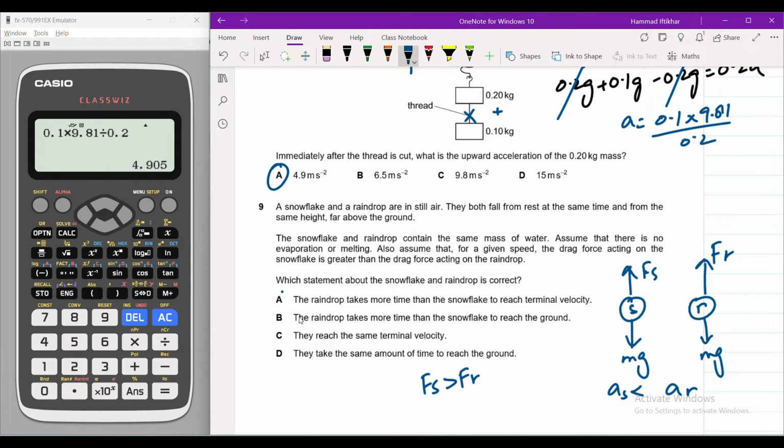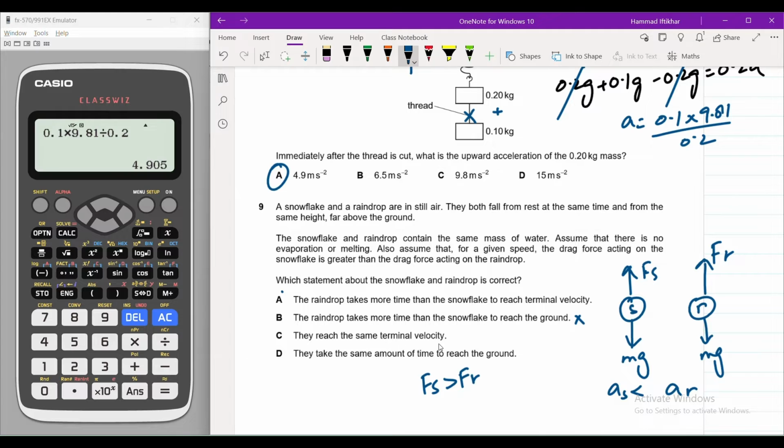The raindrop doesn't take more time. They may or may not reach the same terminal velocity. Yes, if they have the same mass, then yes. No. They will not, because obviously the drag forces are different. They take the same amount of time to reach the ground.